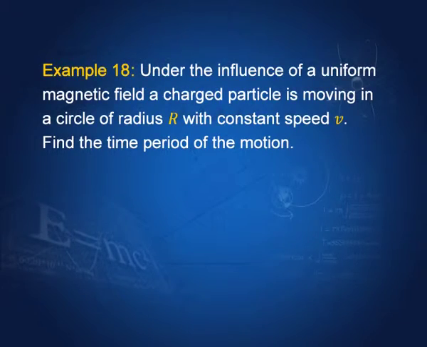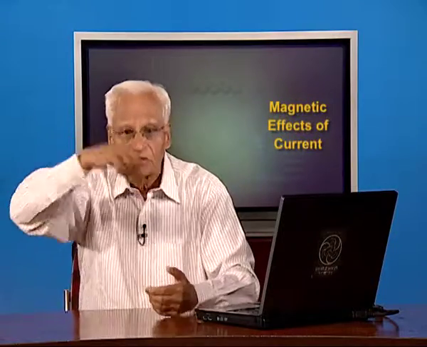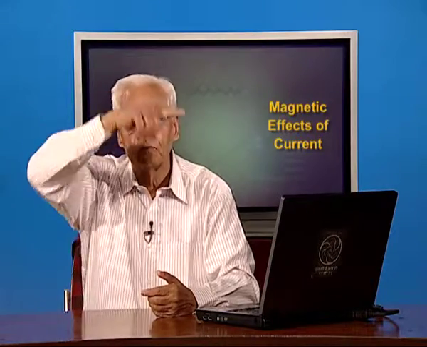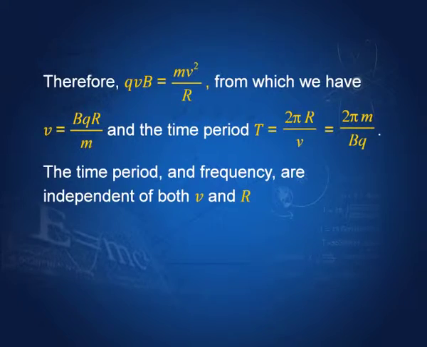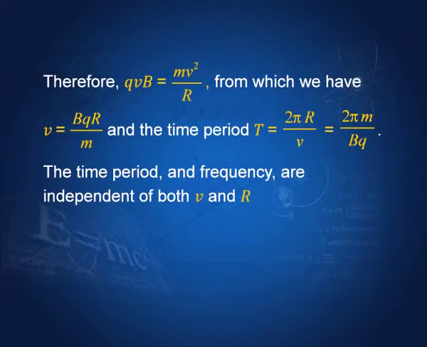Under the influence of a uniform magnetic field, a charged particle is moving in a circle of radius r with constant speed v. Find the time period of the motion. It is easy. All that you do is equate the magnetic force with the centripetal force, because the magnetic force provides the necessary centripetal force for the motion of the charged particle in a circle. From this you get the velocity, from which you get the time period, and the time period is 2 pi m by B q.